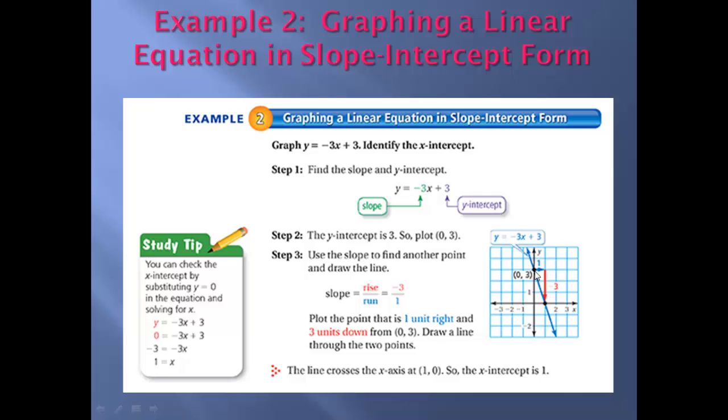Now we use the slope to find another point and draw the line. The slope was negative 3. So our rise would be negative 3 and our run is 1. So we could go over 1 and then down 3 to get our next point. Our next point then would be right here at 1, 0. From 0, 3 we could also go down 3 and then over 1. That would also work to get this point. The line crosses the x-axis at 1, 0, so the x-intercept is 1.